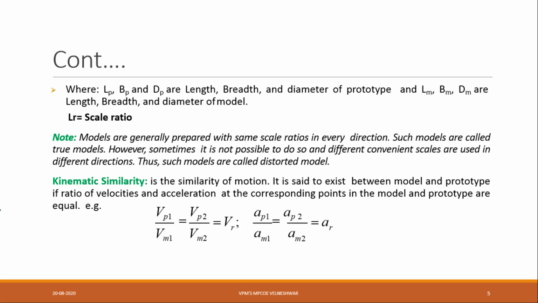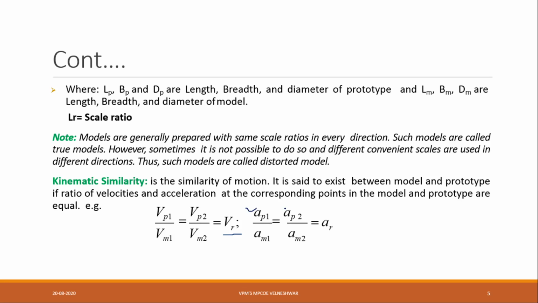Now kinematic similarity. It exists between model and prototype. It is the ratio of velocity and acceleration at the corresponding points. Vp1 by Vm1, where Vp is the velocity of the prototype and Vm is the velocity of the model, is equal to Vp2 by Vm2, and so on, which is equal to Vr, the velocity ratio.